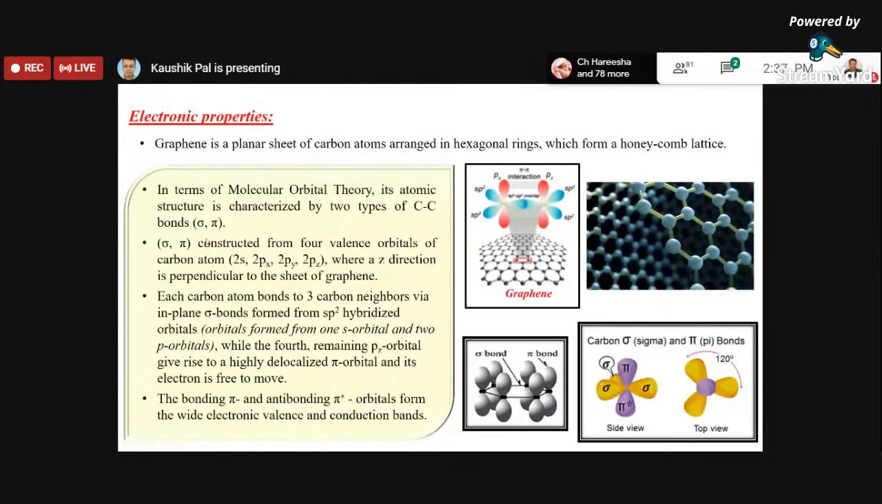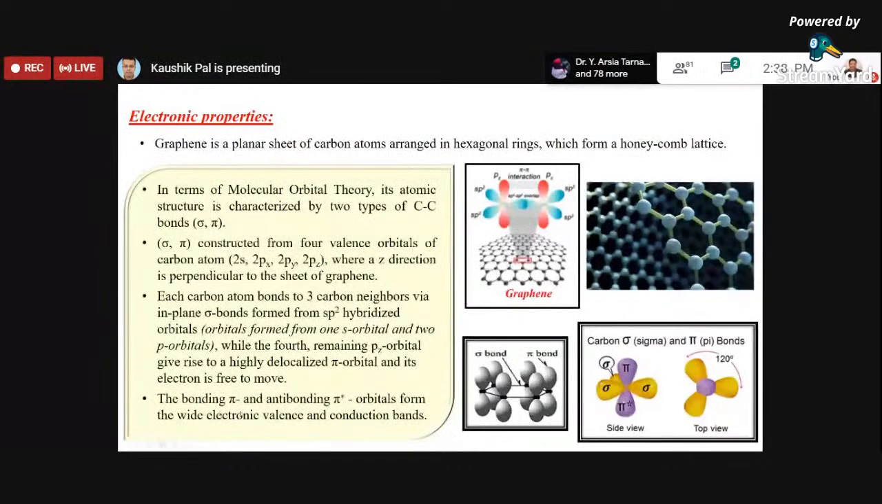Sigma and pi are constructed from four valence orbitals of carbon atoms, that is the 2s, 2px, 2py, and 2pz. The z direction is perpendicular to the sheet of graphene. From this image you can better understand how it looks. Each carbon atom is bonded to three carbon neighbors via in-plane sigma bonds formed from sp2 hybridized orbitals. These orbitals are formed from one s orbital and two p orbitals, while the fourth remaining pz orbital gives rise to a highly delocalized pi orbital, and its electron is free to move. So that's why we are getting very good electronic properties.